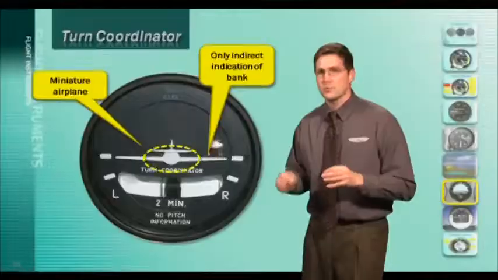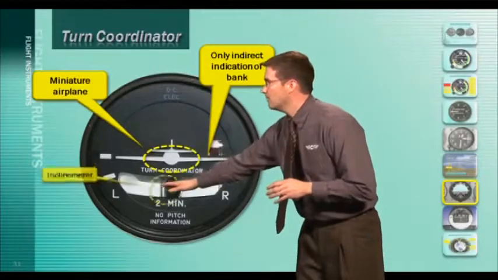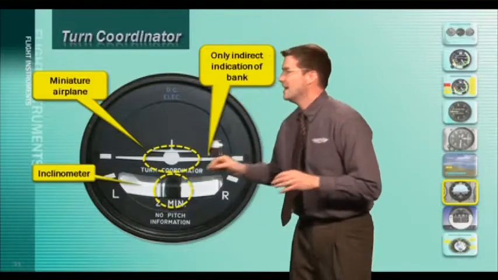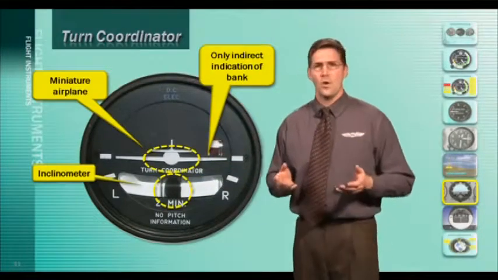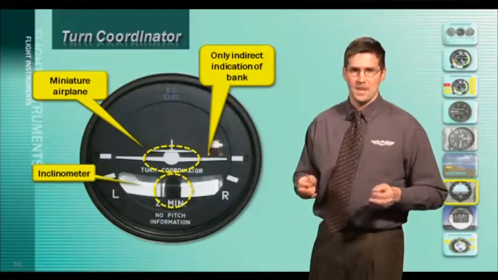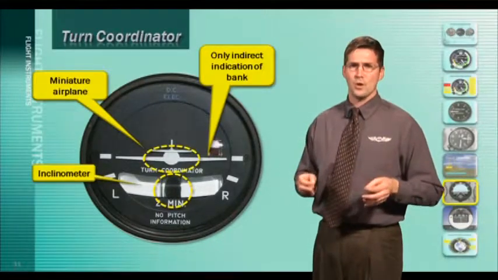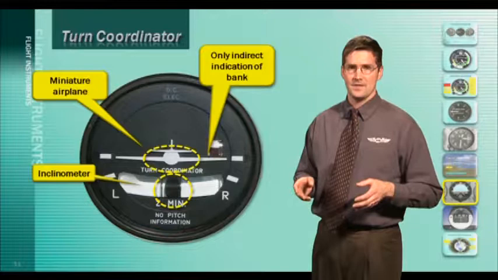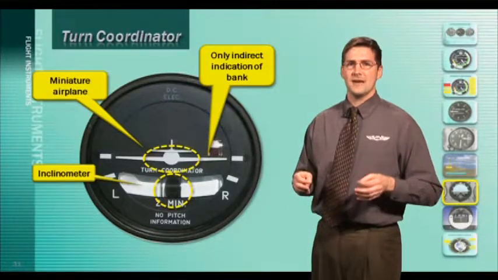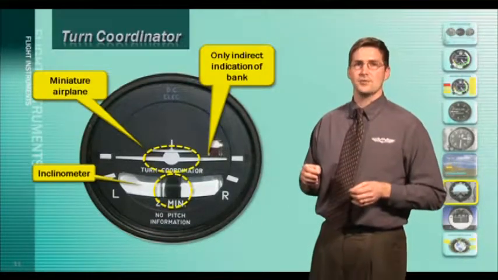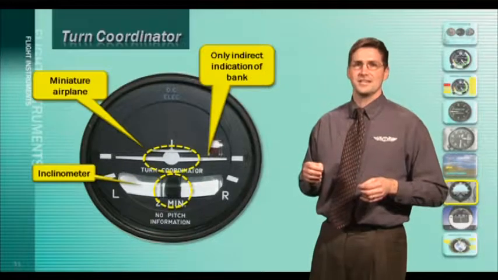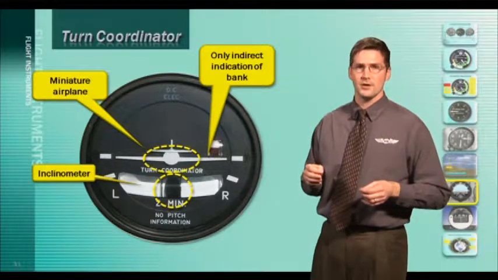Now below the instrument is a little fluid-filled tube and ball. You can see the ball right in the center, and this is called an inclinometer or a skid and slip indicator. If you keep the ball centered using the rudder pedals, the rate of turn will be coordinated with the angle of bank. If the ball is deflected to the left, the airplane needs more left rudder, and conversely, if it is deflected to the right, it needs more right rudder.